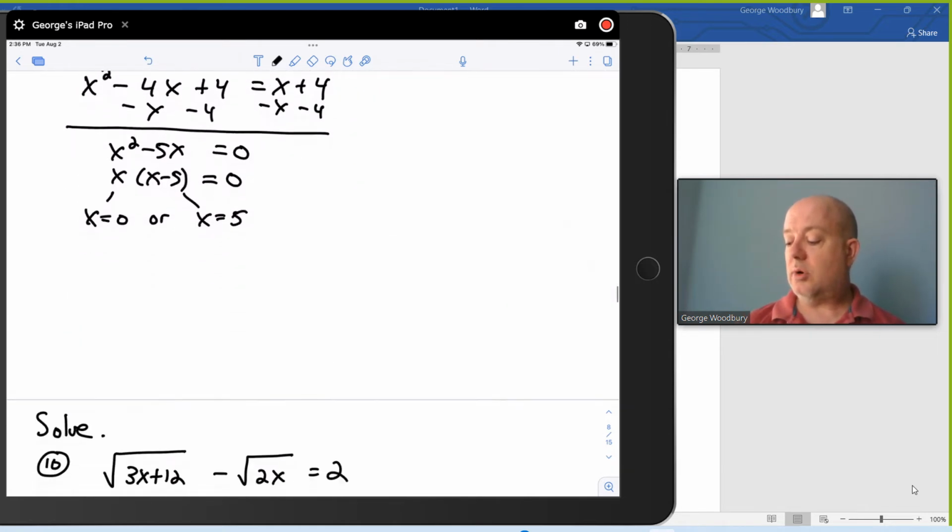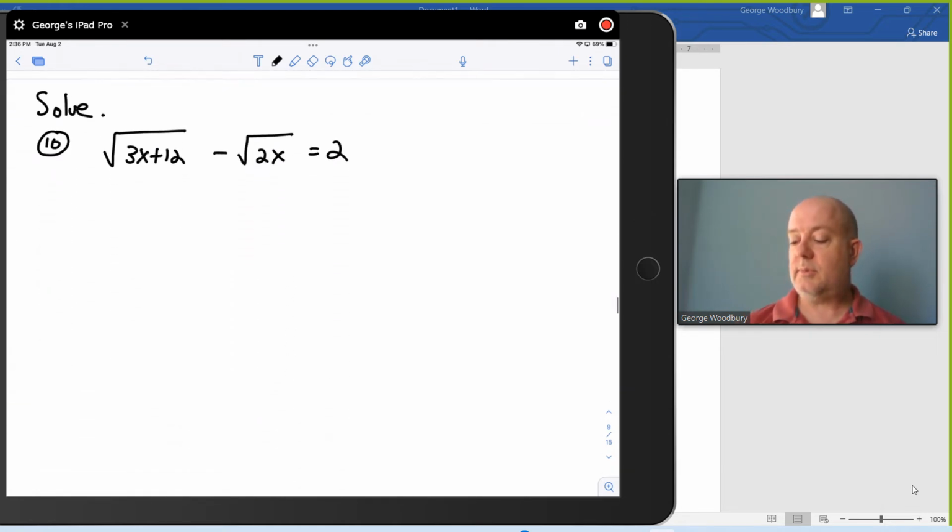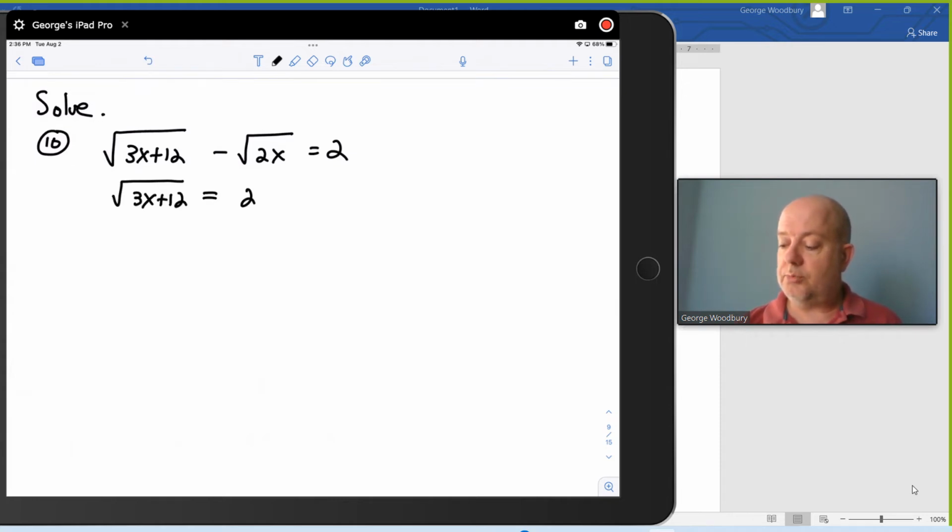I have one more like this. The square root of 3x plus 12 minus the square root of 2x equals 2. I'm going to add the square root of 2x to the right-hand side. Square root 3x plus 12 equals 2 plus the square root of 2x. I want to square both sides.